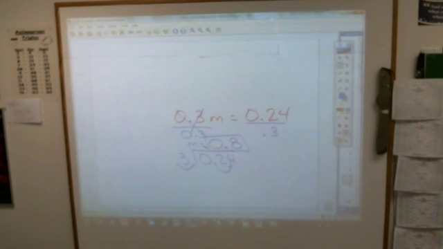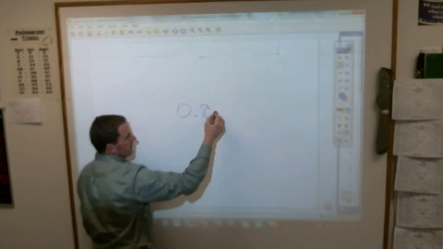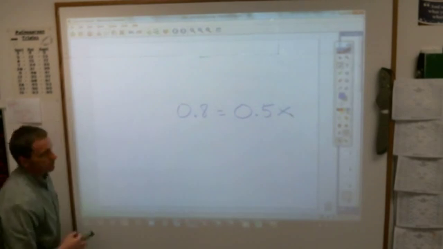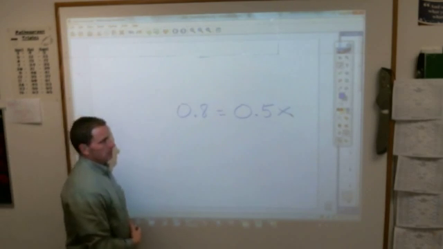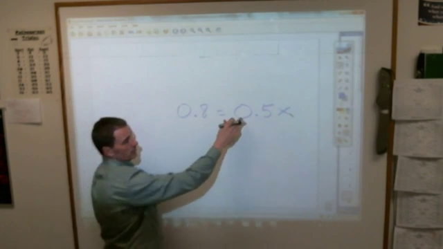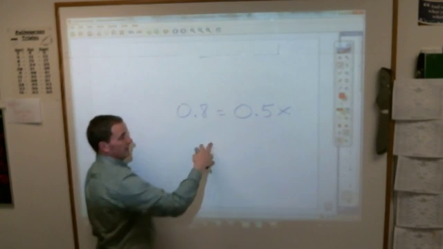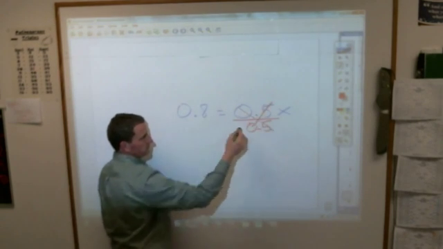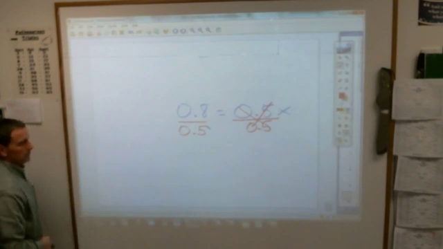Isn't that exciting? Now, what happens if they do this? 0.8 equals 0.5x. Please don't let the book confuse you. Whether the x is on this side or the x is on this side, you are still dividing by what's in front of the x. You always want the x to be by itself, so you say x equals something. So you are going to divide by 0.5. And hopefully you can get that straight.